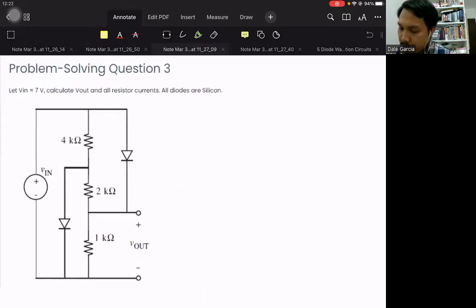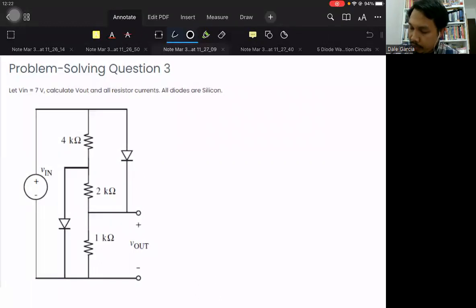Let Vin be equal to 7 volts. Calculate Vout and all resistor currents. All diodes are silicon. Okay. So Vin is 7 volts. Calculate the resistor currents.